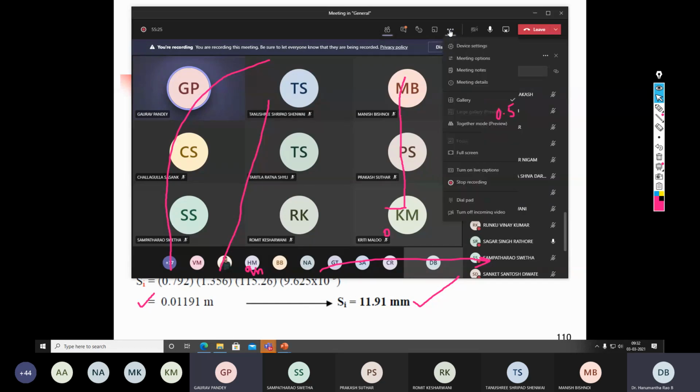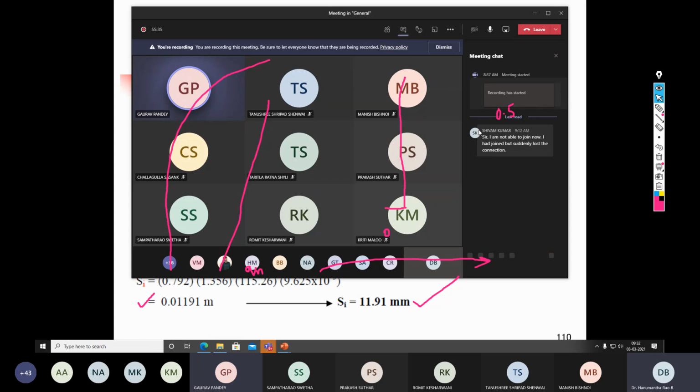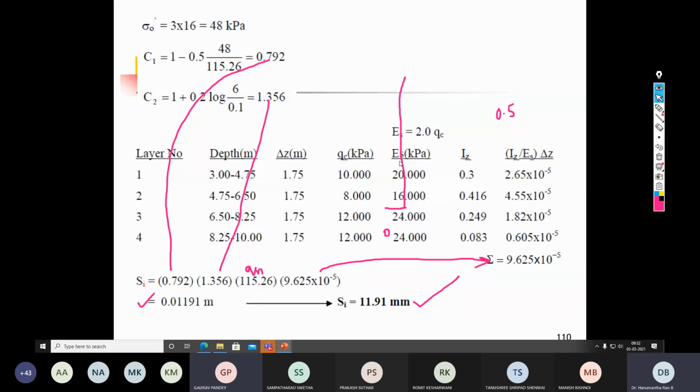Sir, it is a summation, so can't we use integration for that product of IZ and delta Z? Since we have the modulus of elasticity, we can integrate also, layer by layer. Yes, you can do it, no issue. In fact, it is the same thing. The same answers will come. It is a straight line, nothing will change. Yes, that is true. As long as you are satisfying the equation of the curve, there is no problem.